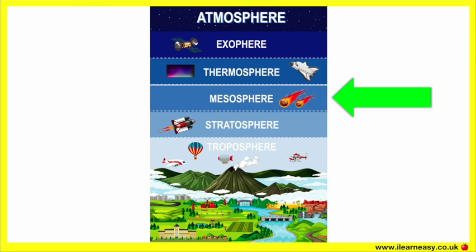Mesosphere. The mesosphere is located about 50 miles above the Earth's surface. This layer gets progressively colder with altitude, so the higher up we go in this layer, the colder it will become. The top of the mesosphere layer has an average temperature of about minus 85 degrees Celsius. This is the coldest place found within the Earth system. Most meteors will burn upon entry into the mesosphere. So to summarize, the mesosphere is the third layer in the atmosphere. And it's a very cold layer.